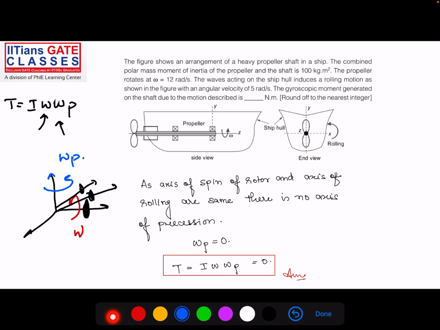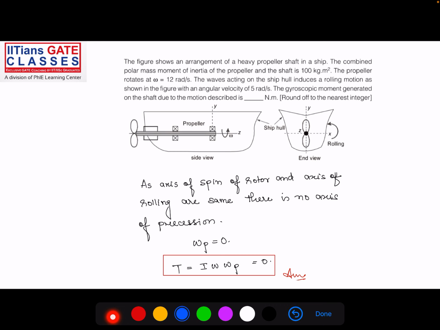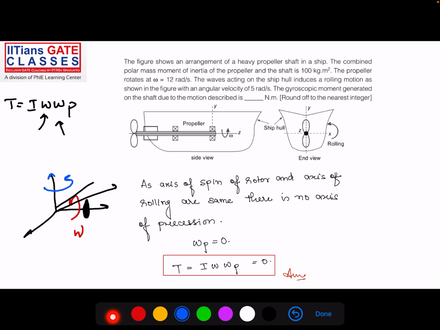But if you see in this case, this is the angle of spin, because the rotor will be rotating in this direction. And the rolling and spin have the same direction. The axis of rolling motion and the axis of spin are the same. So basically there is no axis of precession here. If there is no axis of precession, definitely omega precession is 0. If omega precession is 0, then what will be the value of torque? The torque will be 0.